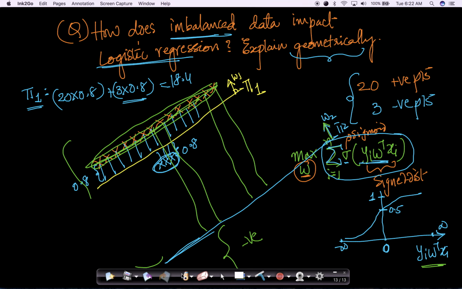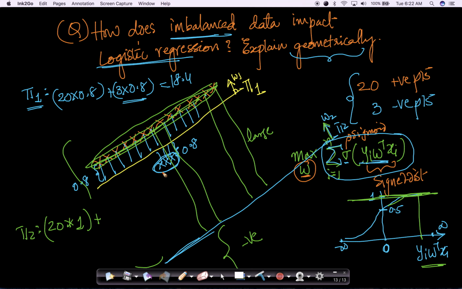Okay, I'll just erase this and write it here. So if you take pi 2 for these 20 points, I have 20 multiplied by sigmoid of a large value. Sigmoid of a large value is close to 1 because the sigmoid function flattens at 1. It plateaus at 1. It doesn't go beyond 1. So it's 20 into 1 because these distances are large.